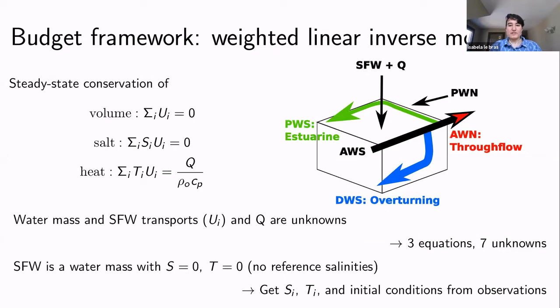And what I'm going to do is place these all into a budget framework that is a weighted linear inverse model. So I'm going to use the observations as initial conditions and then close the budget, and specifically close the conservation of volume, conservation of salt, and conservation of heat. The unknowns in this budget are all of the water mass transports, as well as the surface freshwater transport and the heat flux. So that's three equations, these three conservation equations, and 7 unknowns, the 5 water masses and the 2 surface fluxes. I'll be treating the surface freshwater flux as a water mass that has 0 salinity, 0 temperature. And again, the initial conditions and the salinities and temperatures of the different water masses, I'll be getting from observations.